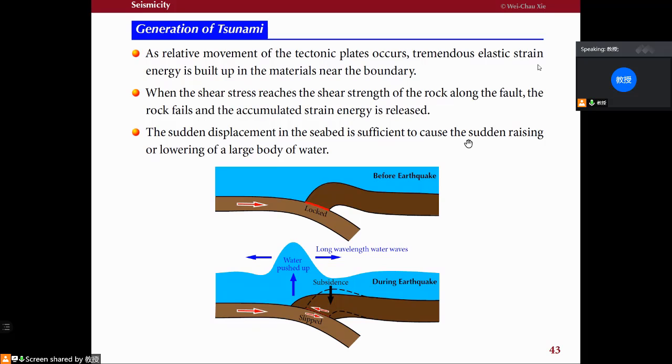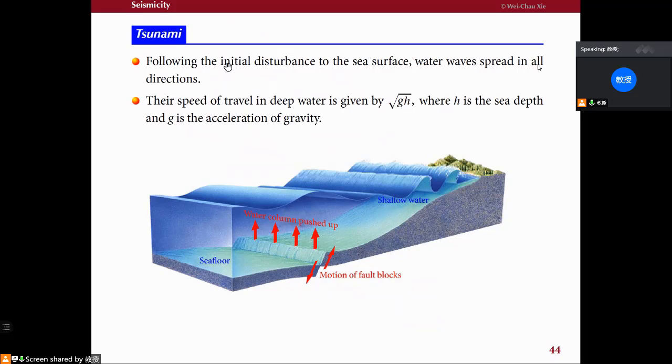Following the initial disturbance to the sea surface, waves spread in all directions. Their speed of travel in deep water is given by the square root of g times h, where h is the sea depth and g is the acceleration of gravity. Okay, so you can see here, this part moves up, so it kicks or pushes this part of the water up, and then the water will spread in all directions.